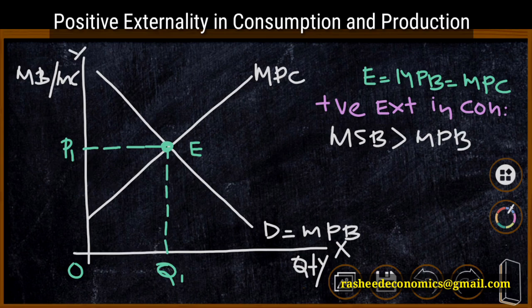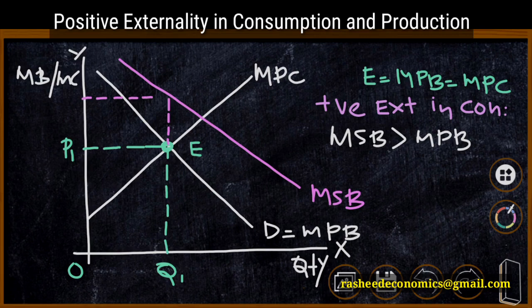Here we are drawing a marginal social benefit line which considers the social benefit as well. Here there is additional benefit to the society. Due to the consumption of OQ1 quantity, the society enjoys additional benefit of P1 P2 area or P1 P2 price. In other words, if we are considering social benefit as well, the price of the commodity would be OP2.